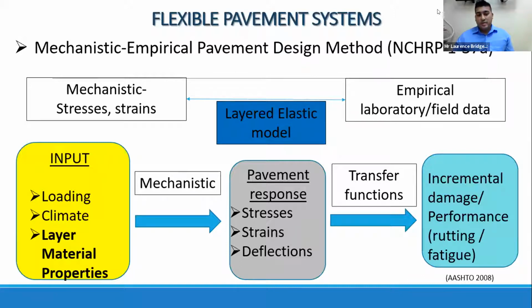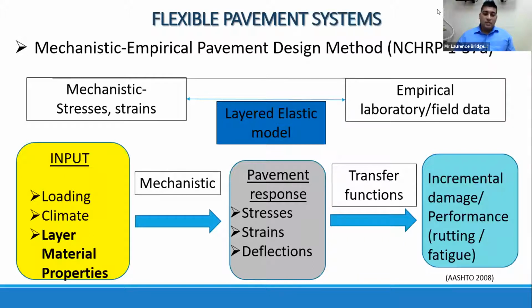In this particular method, the inputs include the loading criteria, climate conditions, and, similar to the AASHTO, layer material properties. A mechanistic analysis provides pavement response in terms of stresses, strains, and deflections, and these are then inputs into transfer functions to determine long-term performance in terms of incremental damage and performance characteristics.